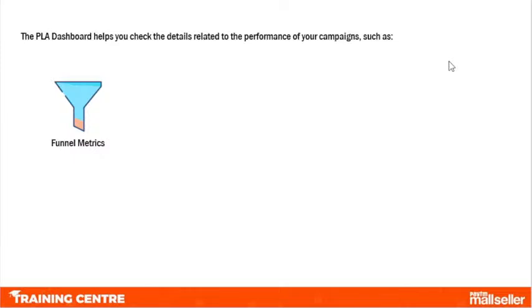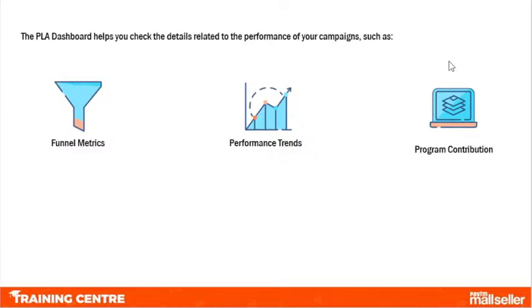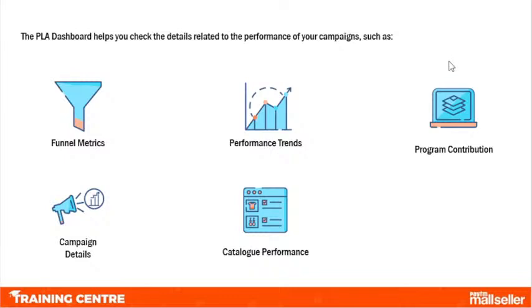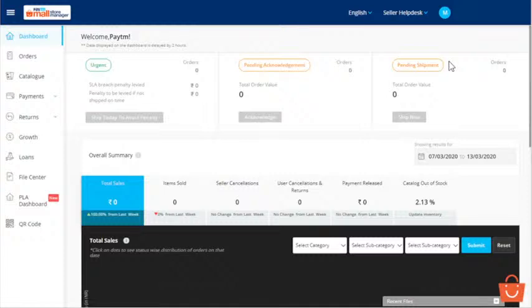Now let's understand the PLA dashboard and how you can check your campaign performance. The PLA dashboard helps you check details related to the performance of your campaign, such as funnel metrics, performance trend, performance contribution, campaign details, catalog performance, and category benchmark. Let's understand these in detail. When you click on the PLA dashboard tab, your PLA dashboard appears.